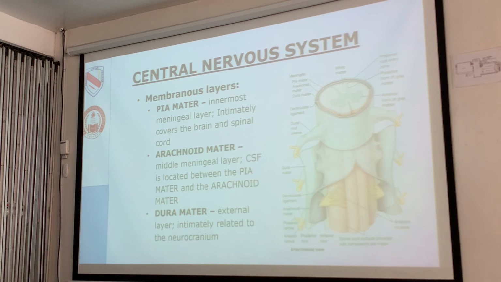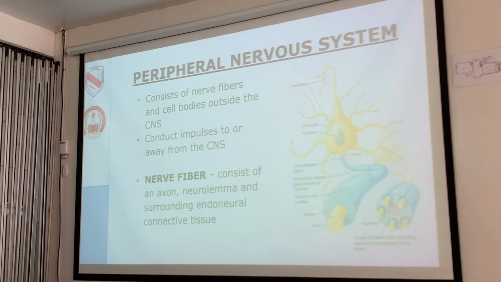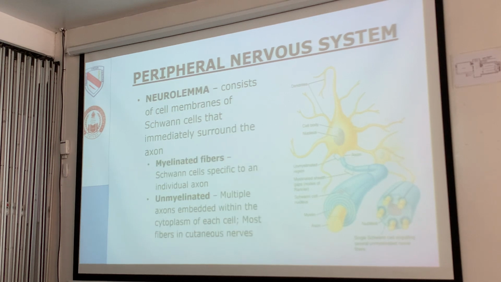So as for the meninges, you have to remember these layers. You have the pia mater, arachnoid mater, and the dura mater. The pia mater would be your innermost, the arachnoid would be in the middle, and the dura would be the outer. But the PNS, again, consists of nerve fibers and cell bodies outside the CNS, conducting impulses to and away from the CNS. The nerve fibers consist of an axon, neurolemma, and the surrounding endoneurial connective tissue.